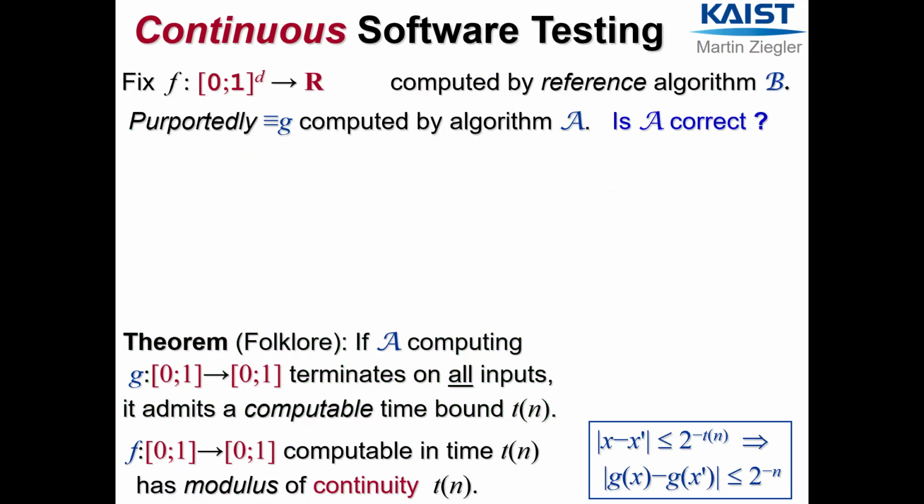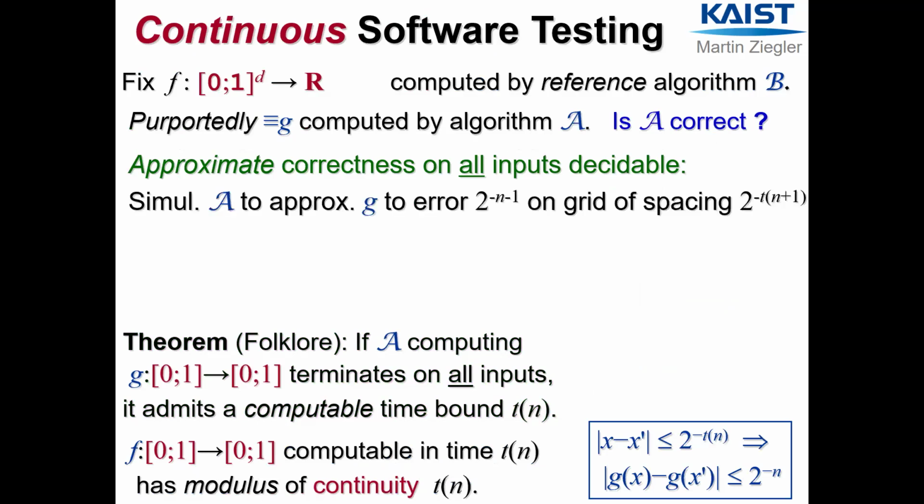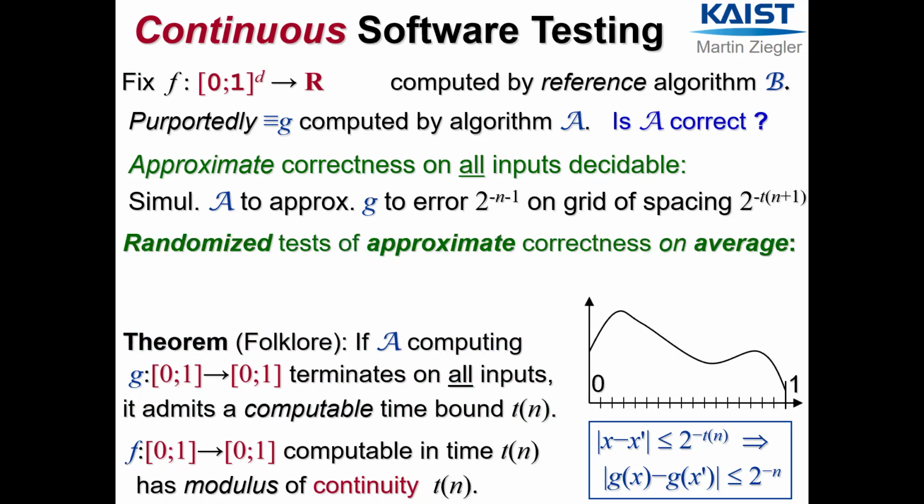Okay, so finally continuous software testing. What can we do and what we cannot do? So approximate correctness of all inputs now becomes decidable. Here's a way of testing approximate correctness on all inputs. Simply approximate the function or run the algorithm on a grid of spacing 2 to the minus t of n plus 1. Remember, t is the modulus of continuity or the runtime bound that exists and can be computed by the promise. And then because of this modulus of continuity, on all points that are not in the grid, but sufficiently close, the values cannot differ by much, right?